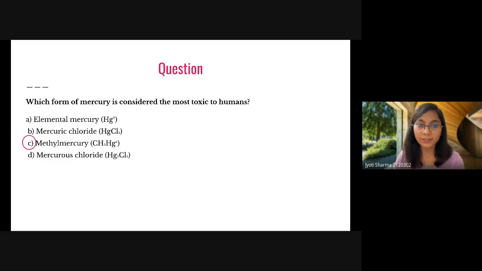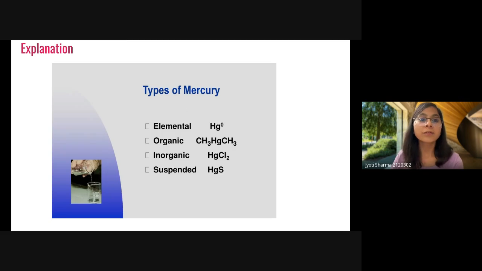So methyl mercury is CH3 and mercury Hg plus. And just see here, we may have different types of mercury that can be present in the atmosphere. It may be elemental, where the oxidation state of that mercury is zero. We can have the organic, such as methyl mercury and ethyl mercury. We can also have inorganic mercury, for example, mercury chloride. We also have the metallic mercury. So if some metal is attached to that mercury, we may also have suspended mercury, for example, mercury sulfide.